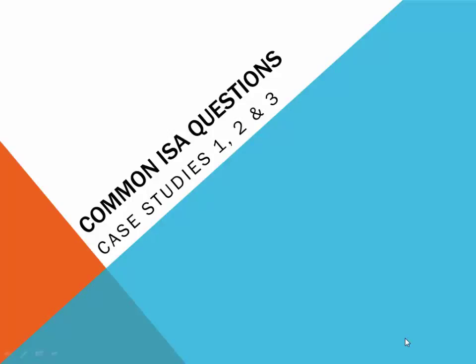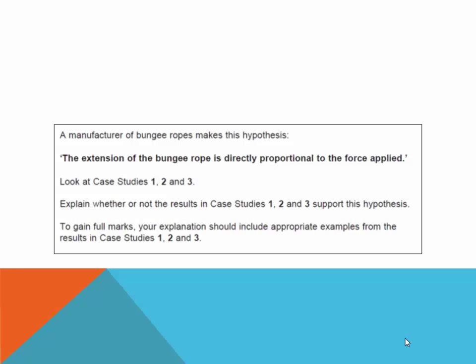In section 2 of the ISA, there are quite a few separate bits of paper you will need to look at. One is called a secondary data sheet, which is divided into 4 separate sets of results known as case studies 1, 2, 3 and 4. Questions will be asked about these case studies.